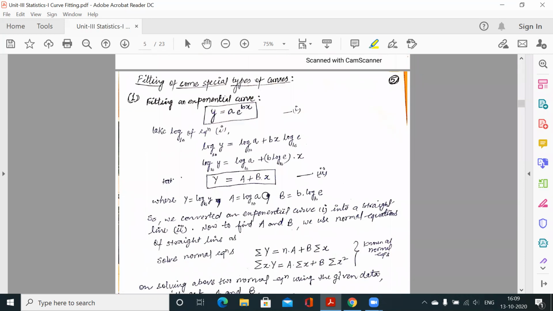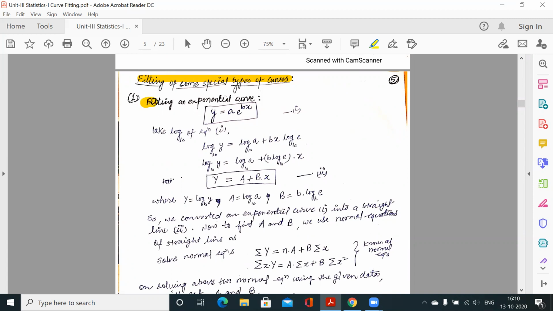So this was about the first part. Now in the second part we have fitting of some special types of curves. In the first case we had to fit a straight line or the parabola. Now the exponential curve. There is nothing special in this case. So these are some special types of curves.